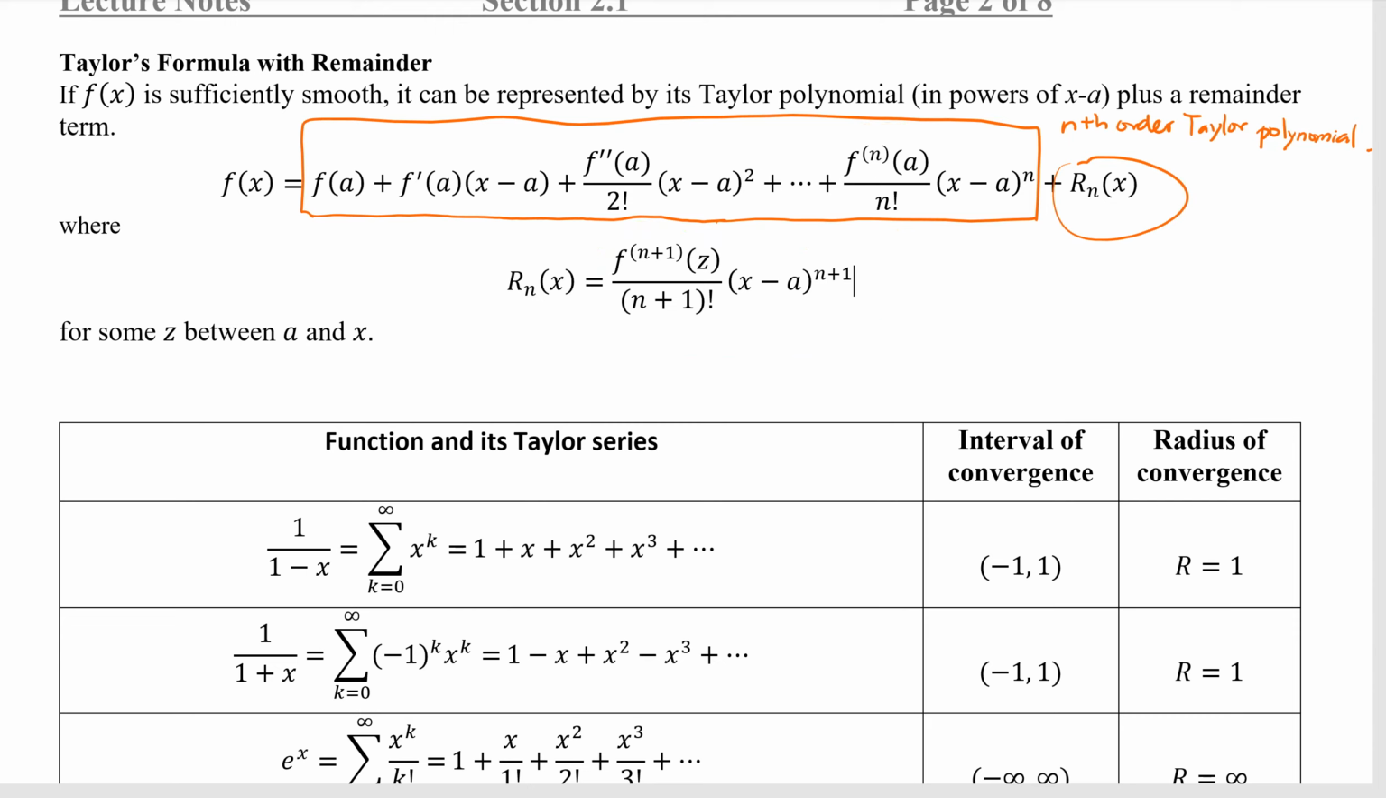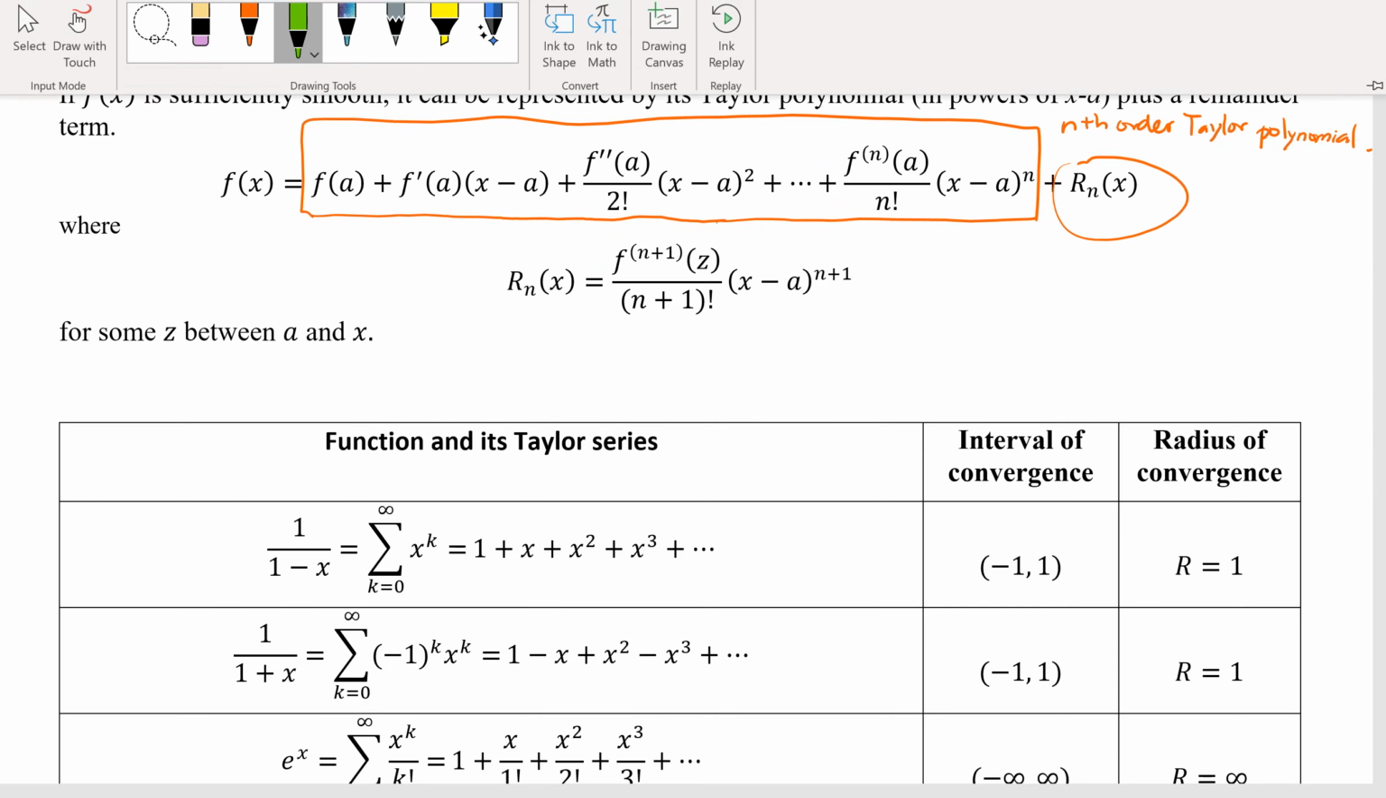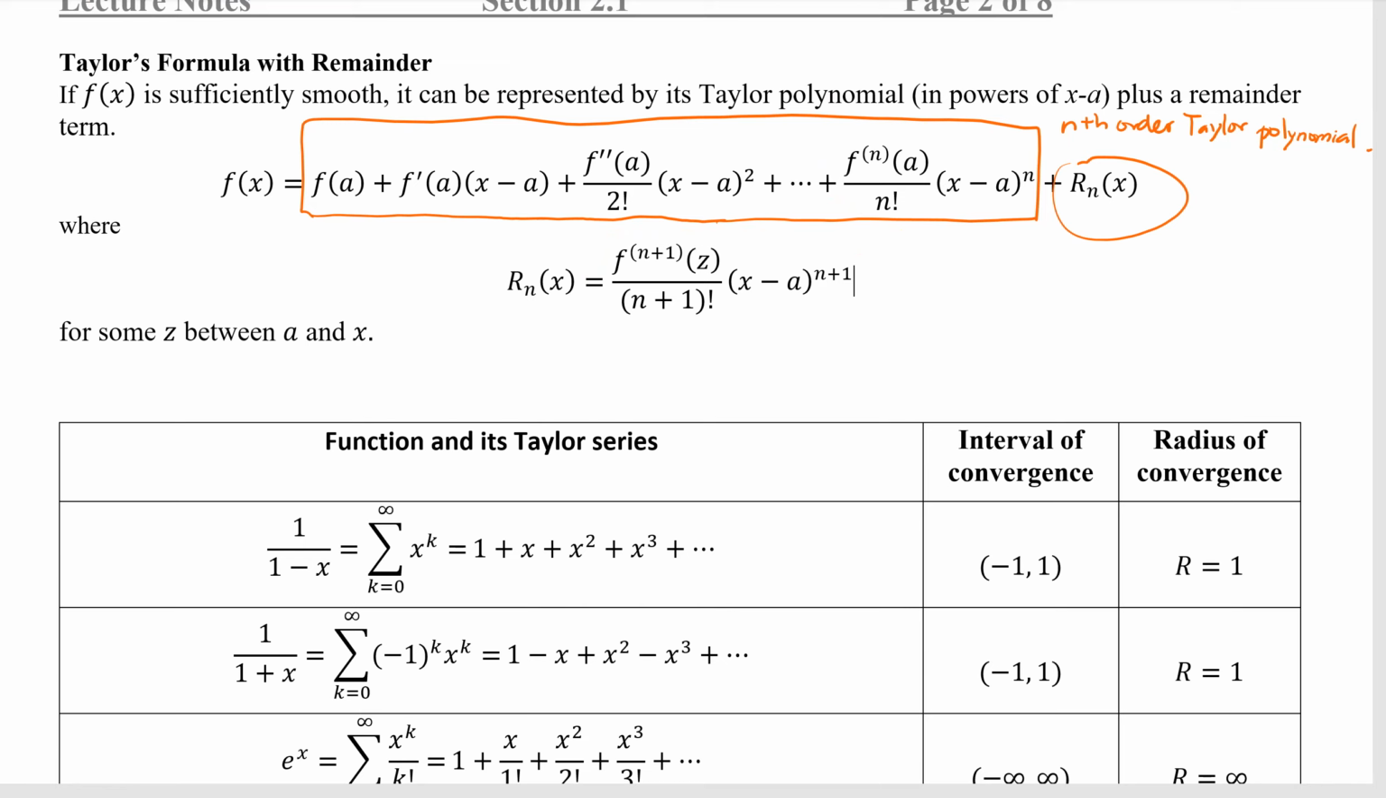But this is not exactly the next term in this list, because if you look inside here, we evaluate at z. We don't evaluate at a. The next term in this list should be the n plus 1 derivative evaluated at a over n plus 1 factorial times x minus a to the power of n plus 1. The remainder term is similar to that, except here we don't evaluate at a. We evaluate at z for some z between a and x.